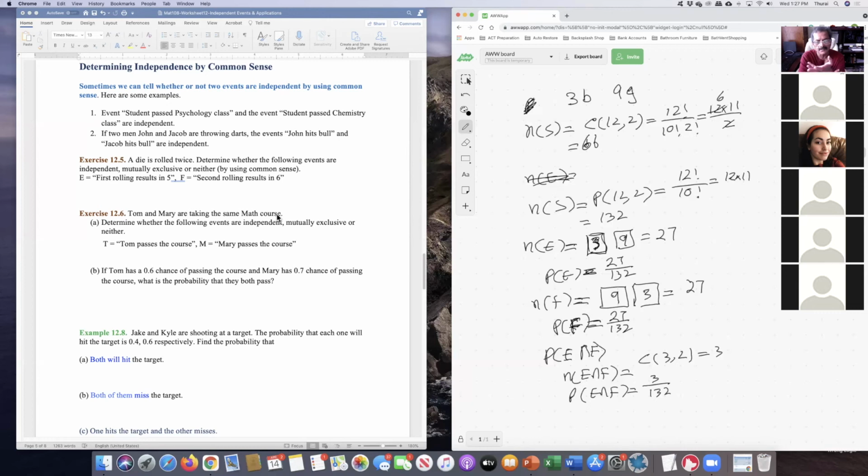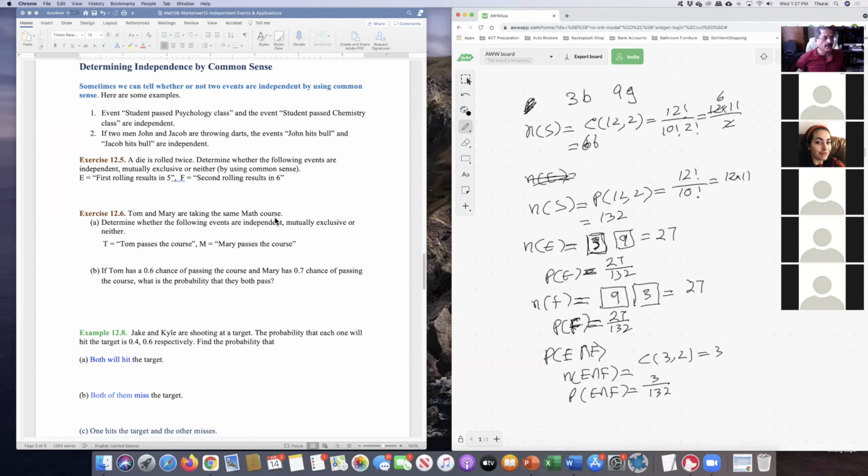No. The second rolling is completely independent of the first rolling. What I got in the first rolling doesn't affect what I get in the second roll. Agree with that? Yes, so they are independent. So you really have to think about whether one affects the other or not, and these two don't. For mutually exclusive, you need to ask the question, can they occur at the same time? Getting a 5 in the first roll and getting a 6 in the second can occur at the same time. So you can get a 5 in the first rolling and get a 6 in the second rolling.